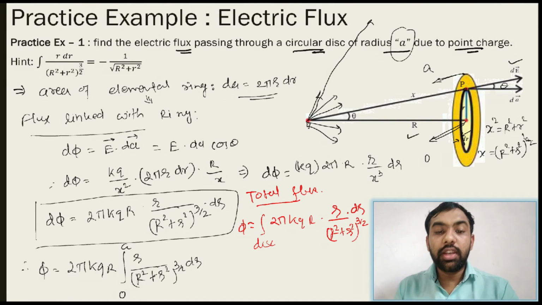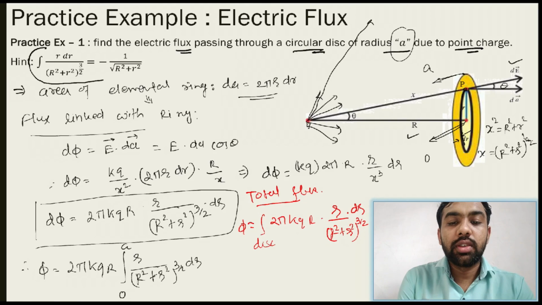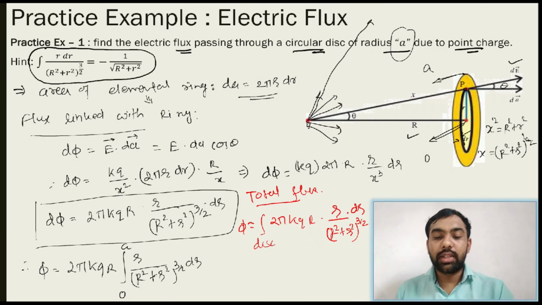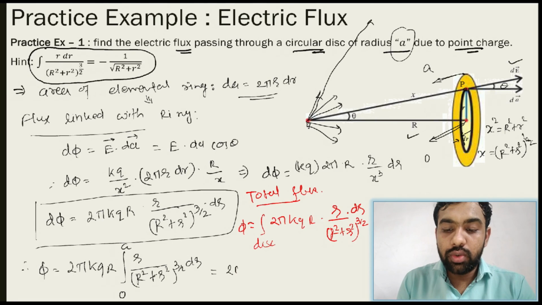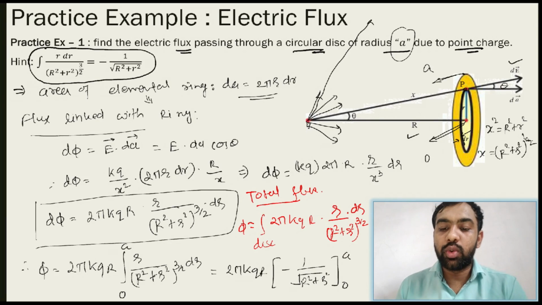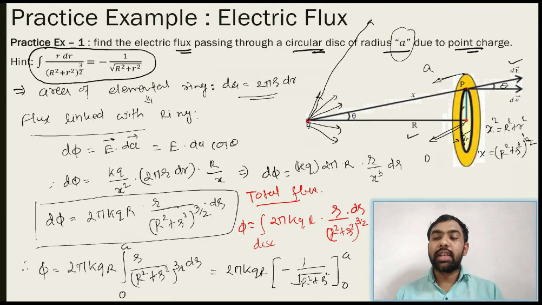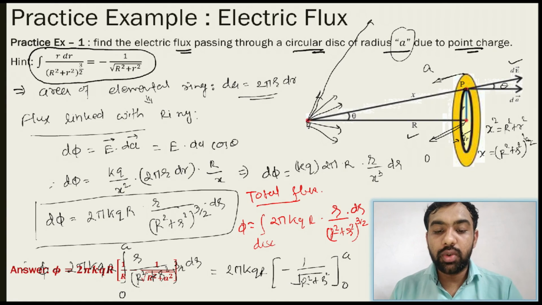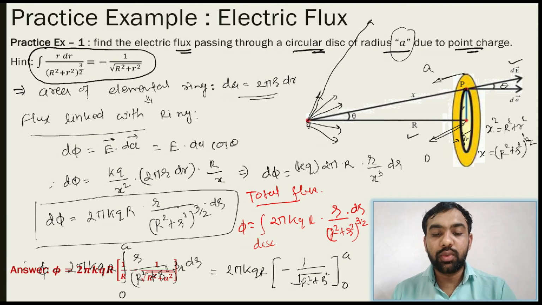See, here a hint is given. Integration of this is equal to minus 1 upon under root r square plus R square. So what is this answer? It is equal to 2 pi kqR in bracket minus 1 upon under root r square plus R square, limit 0 to a. So put this limit and you get this answer. Okay, after putting this limit, your answer is this one: 2 pi kqR in bracket 1 upon R minus 1 upon under root R square plus a square. This is your answer after putting the limits.